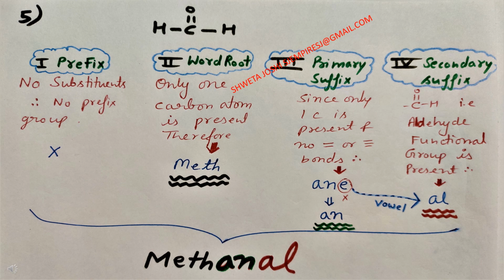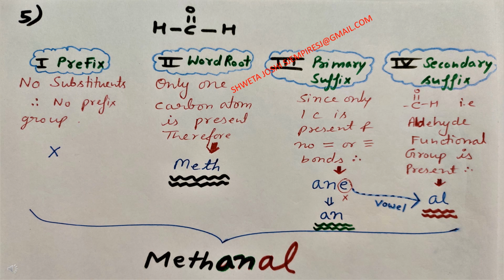Now our next compound is HCHO. In this case, only one carbon atom is there and no prefix part. Since only one carbon atom is there, the word root will be meth, M-E-T-H. Since there is no double or triple bond between carbon-carbon atoms, as only one carbon atom is present, its primary suffix is ane.